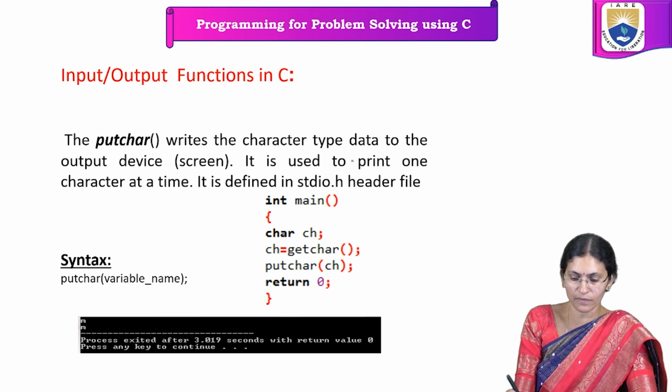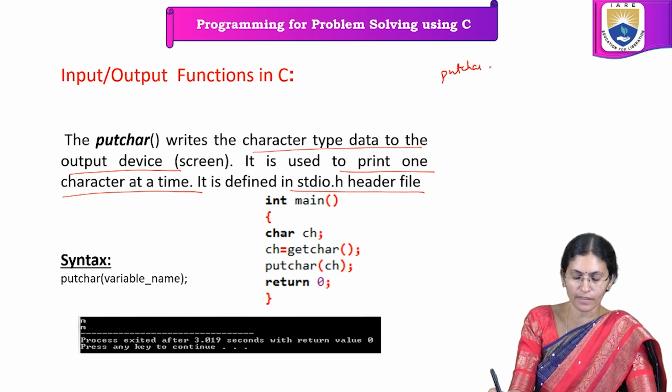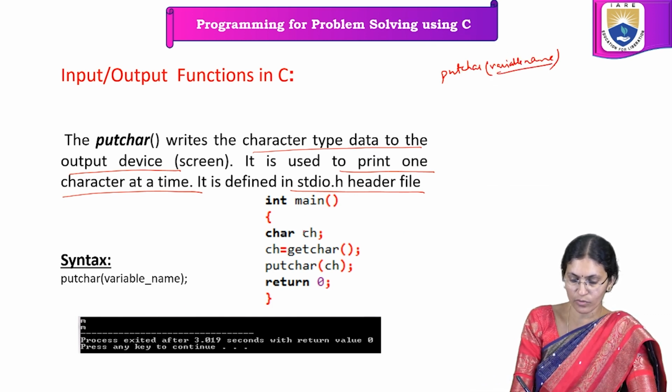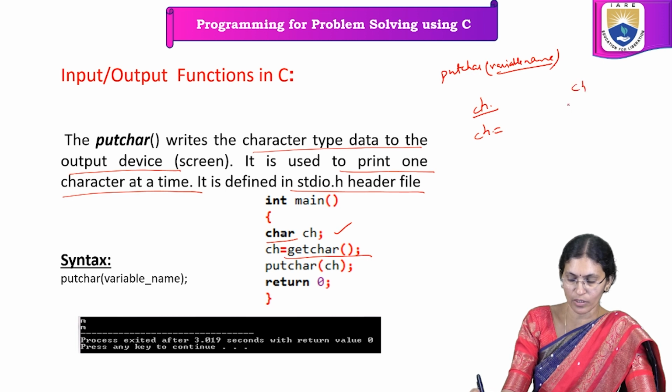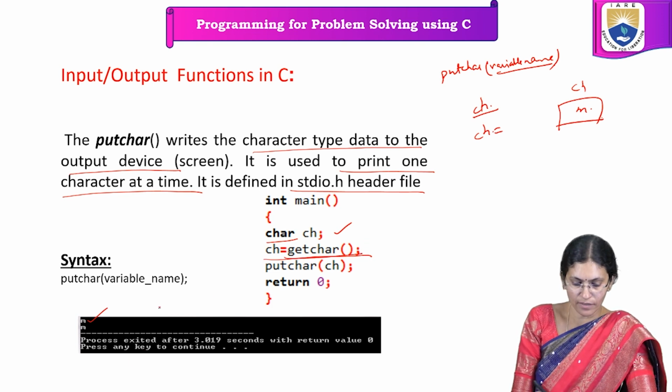Next is the putchar function. It displays character type data on the output device, that is the screen or monitor. It is used to print one character at a time. This is also defined in the stdio.h header file. The syntax to use putchar is putchar, and inside it there is an argument required: whatever variable name you have, you need to give that variable name as the argument here. Now, this is a simple program to use putchar. Here we have declared a variable belonging to the character data type. After that, with the help of the getchar function, we assign some value to ch. Suppose we press M, so ch is equal to M, and that M is displayed on the screen. Whatever this function reads is displayed on the screen.